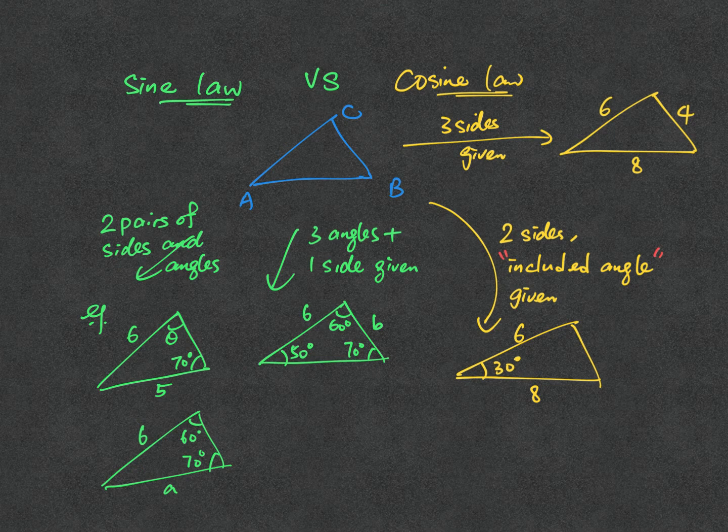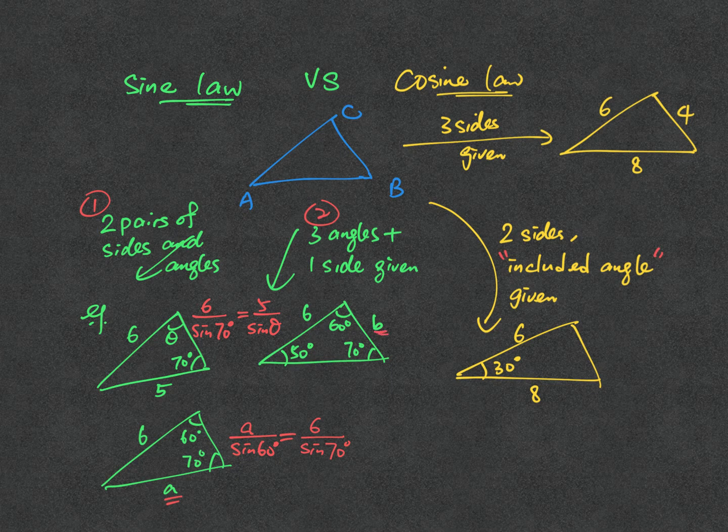Sine law normally we will use it in 2 situations. One will be when you have 2 pairs of sides and angle, for example, the following 2 pictures. So you will see that 6 is facing 70, so we have the ratio 6 over sine 70 here. It will be equal to 5 over sine theta. So this is a situation of 2 sides, 1 angle given, and you want to find the last angle. The other situation would be you have a known A, which is facing 60, so that's why you have A over sine 60, whereas you also have 6 over sine 70, which helps you to set up the sine law formula.